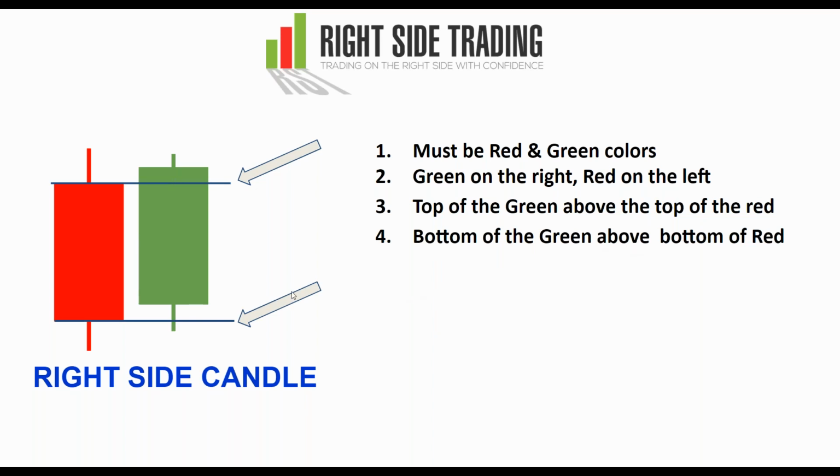So if you look right here, this is the bottom of the green. If we look at this right here, again, we're not looking at the wicks, we're just looking at the body. The bottom of this green has to be above the bottom of red, because if it's below the bottom of the red, then it becomes an engulfing candle. Does that make sense?